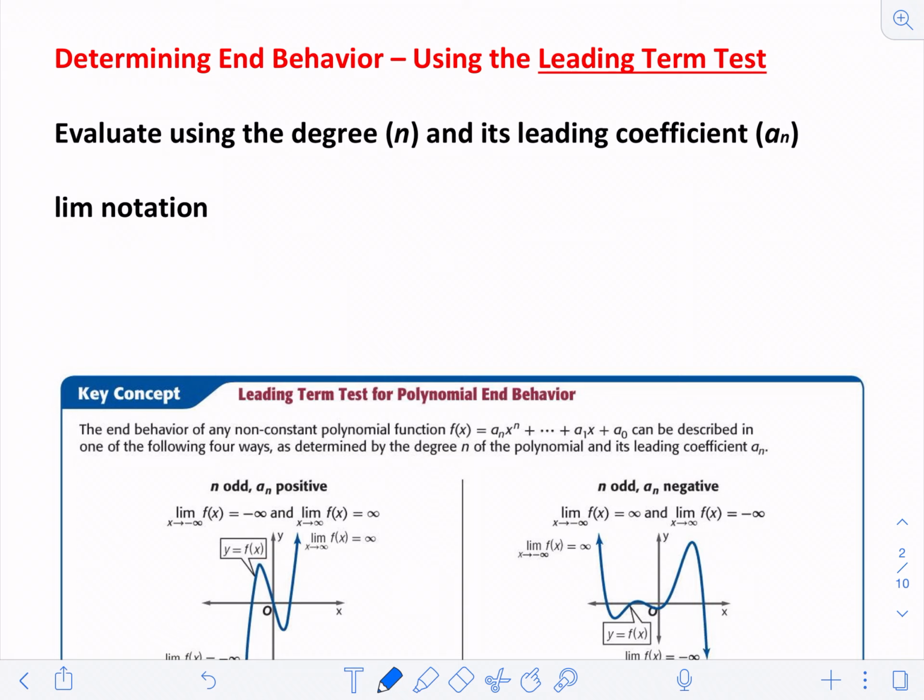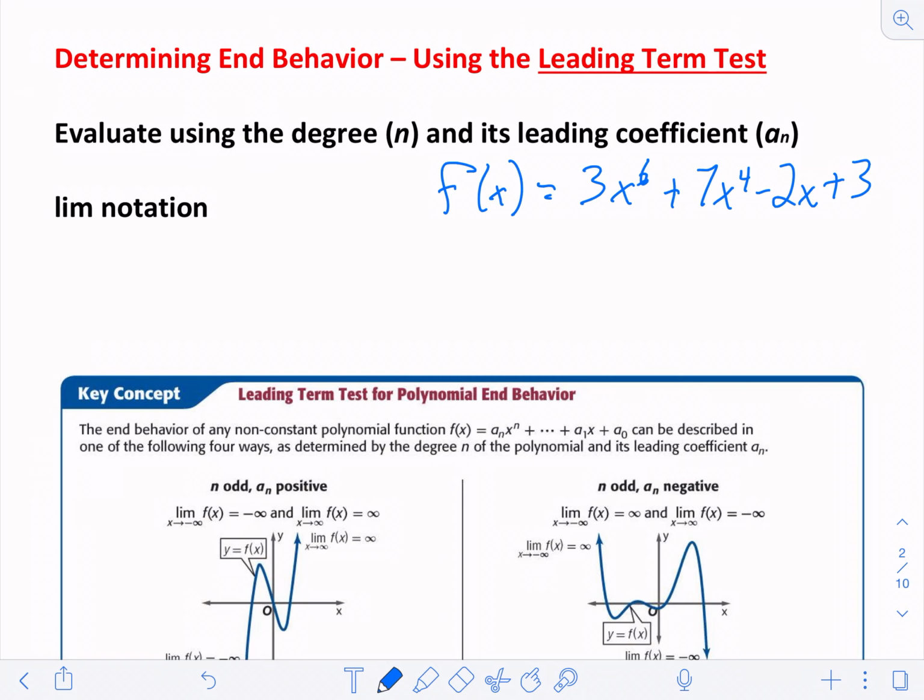Let me give you an example. Let's say f of x is equal to 3x to the 6th plus 7x to the 4th minus 2x plus 3. Here's an example of a polynomial. Because of all these different terms and exponents, we want to talk about what's happening at the ends of these graphs, the end behavior, as the arrows continue out towards infinity.